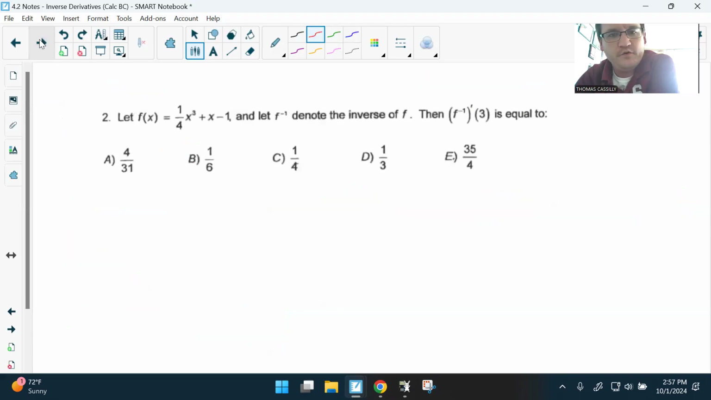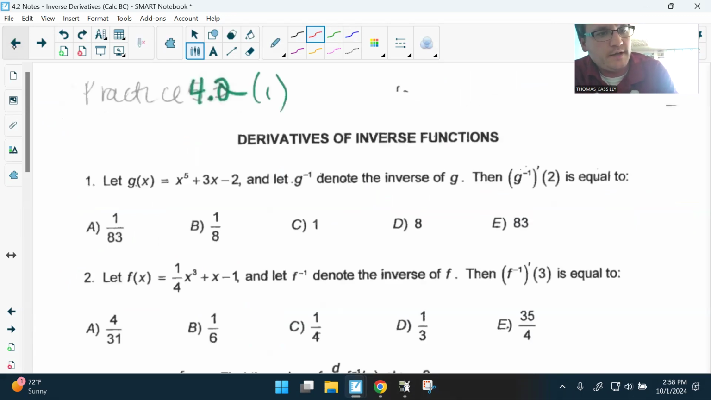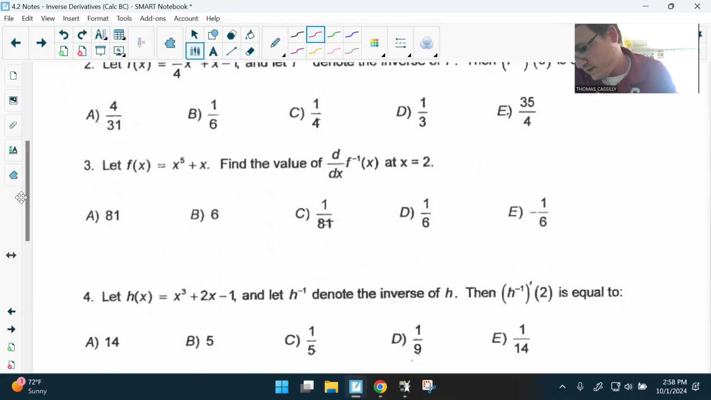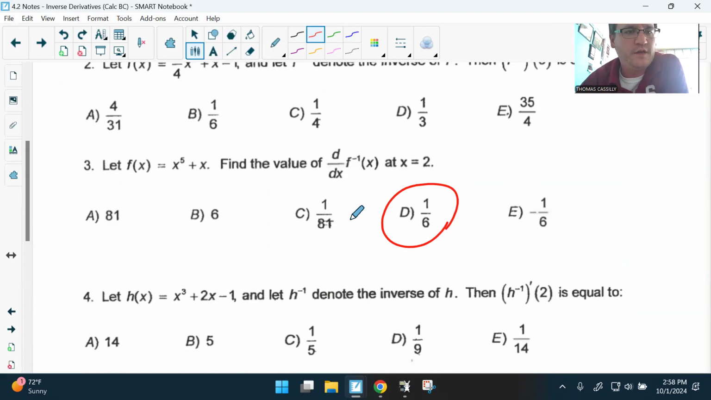So there are a few more. This next one, number 2, that is 1/4. That's what I got for the answer for number 2. For number 3, what did I get? On number 3, I got positive 1/6. So see if you guys can get those same answers as well.